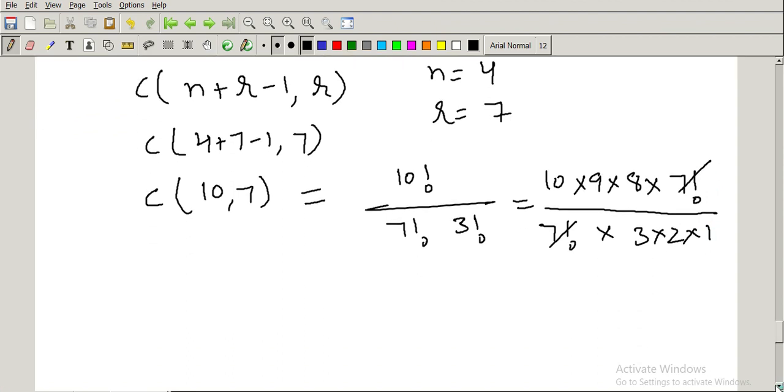so this is your 3 3s, right? 2 4s or 2 5s, whatever. So it will be 120. So the number of solutions will be 120. That is your answer.